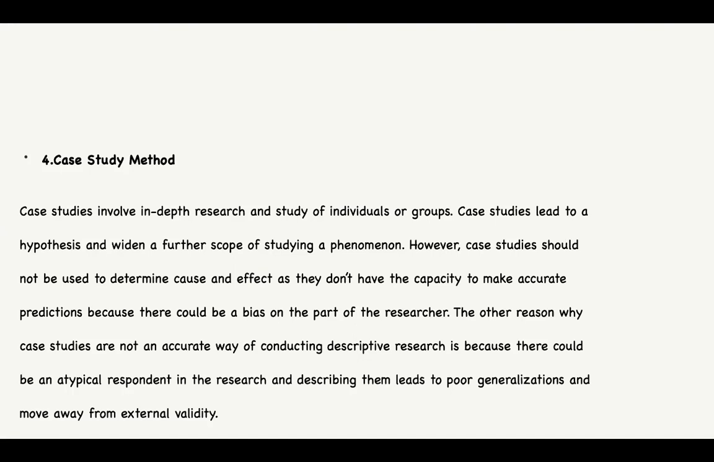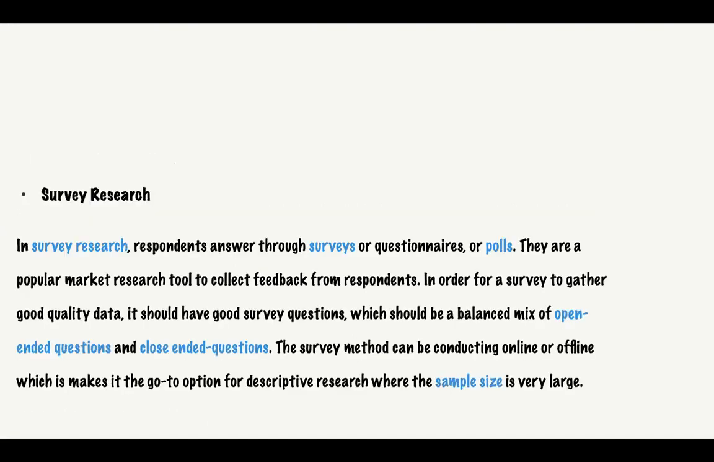The other reason why case studies are not an accurate way of conducting descriptive research is because there should be an analytical respondent in the research, and describing them leads to poor generalization and moves away from external validity. So this is about the case study method.